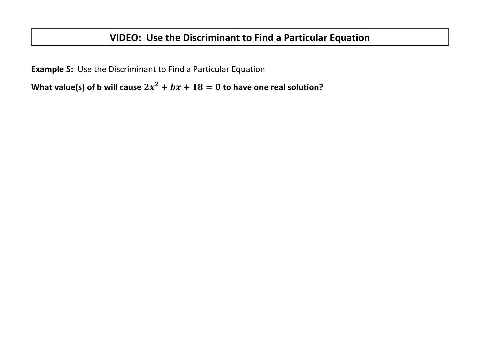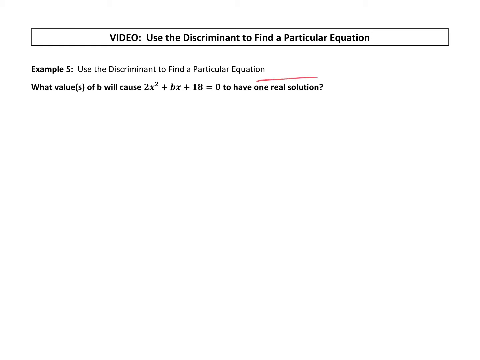In example 5, or I don't even know if this is our 5th example or not, we are going to use the discriminant to find a particular equation. So what value or values of b will cause 2x squared plus bx plus 18 equals 0 to have one real solution? So we just learned about the discriminant.